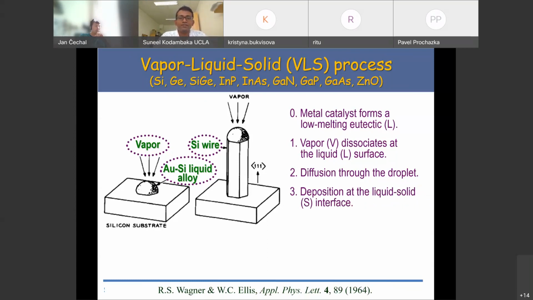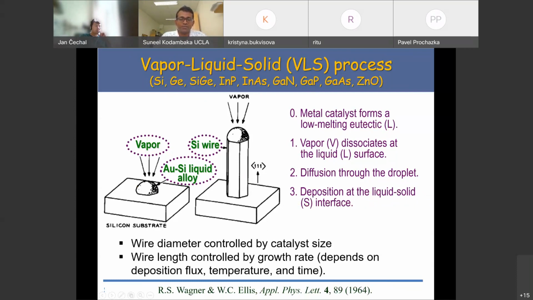And so because the vapor is used as the source, you have the V, and because the catalyst is a liquid or the liquid alloy, that's the L, and the solid that you form is the crystal that grows. And so that's how you have the VLS process. In this process, the diameter of the nanowire that you obtain is controlled by the size of the catalyst, and the length is dictated by the growth time or the growth flux and the temperature.